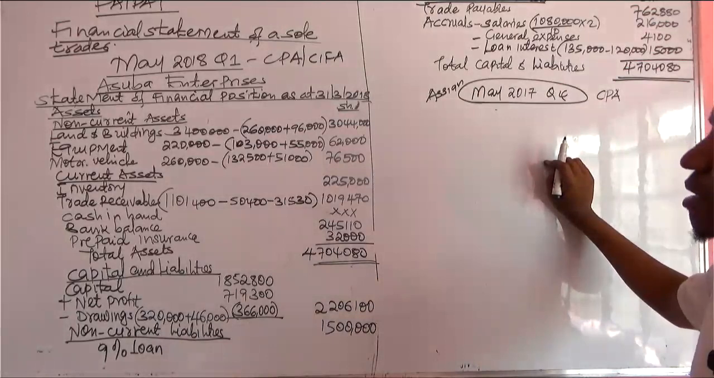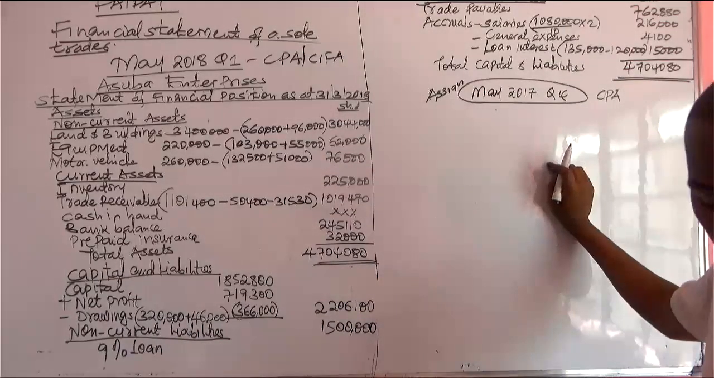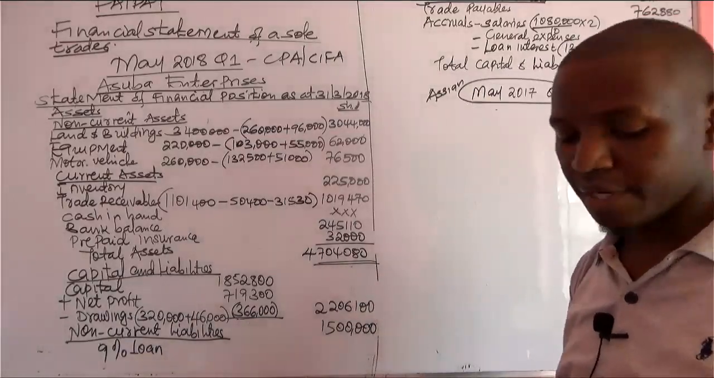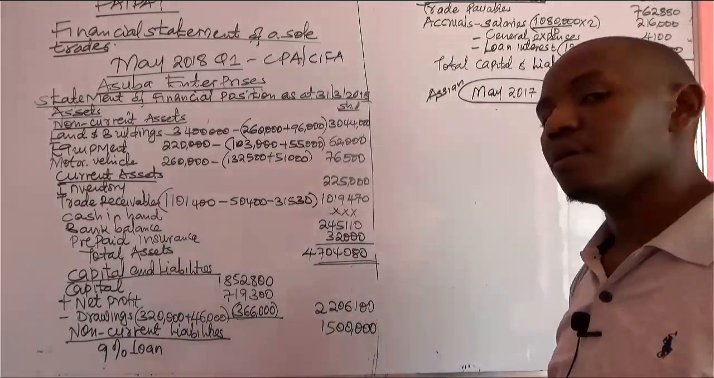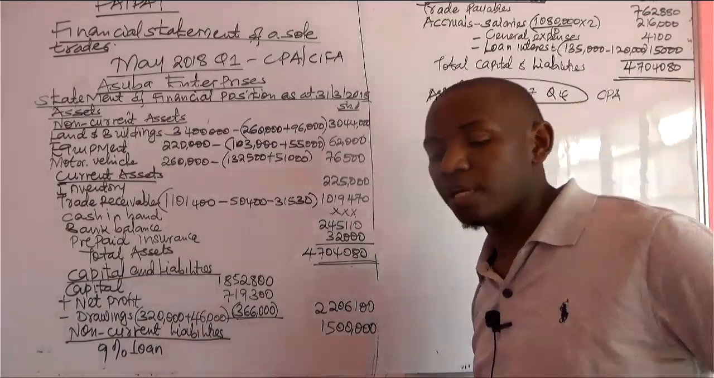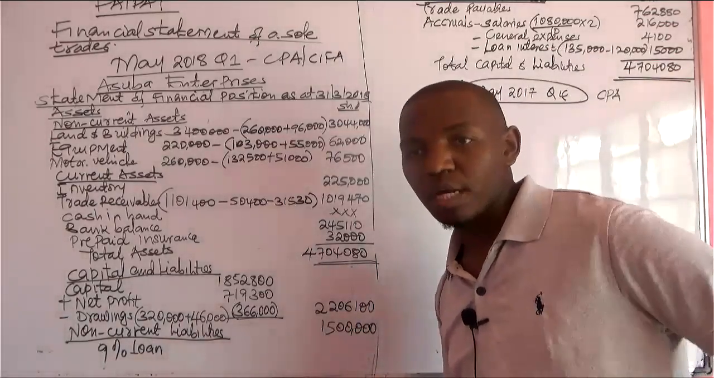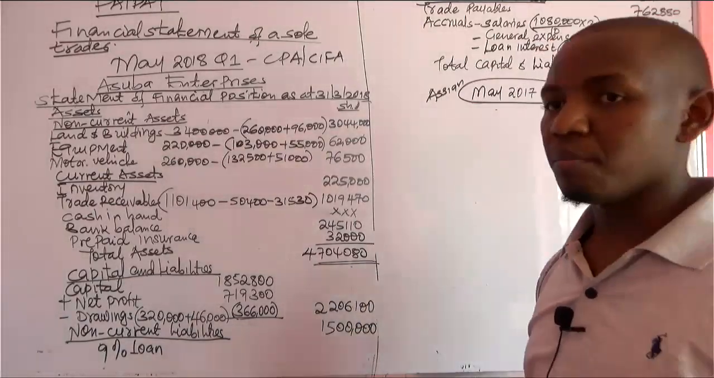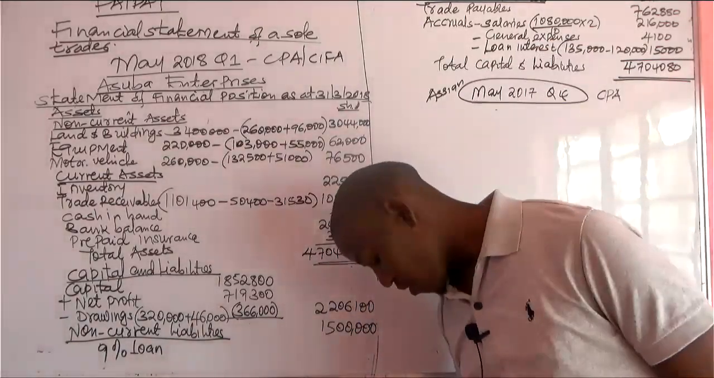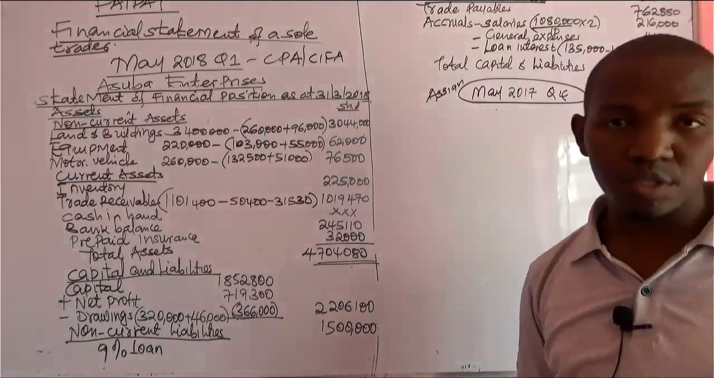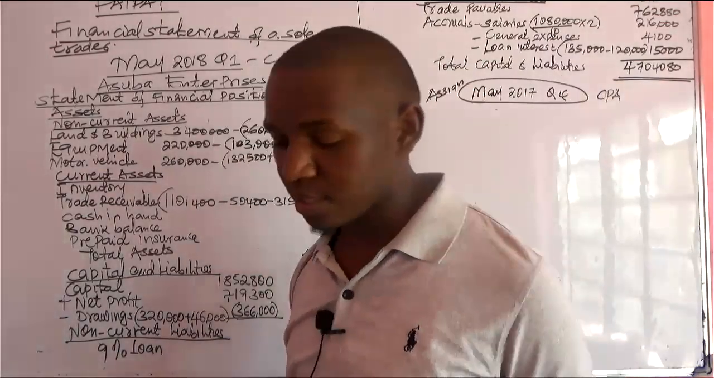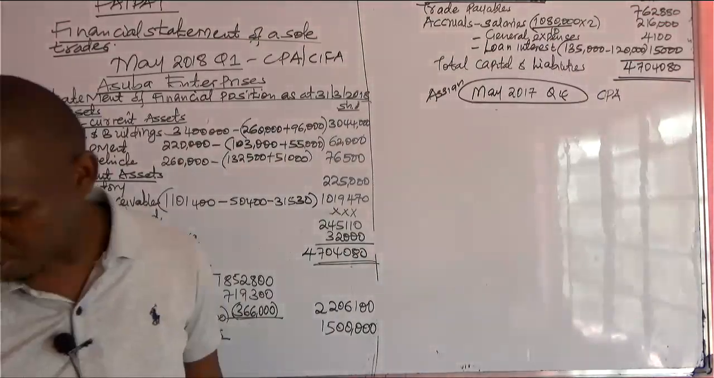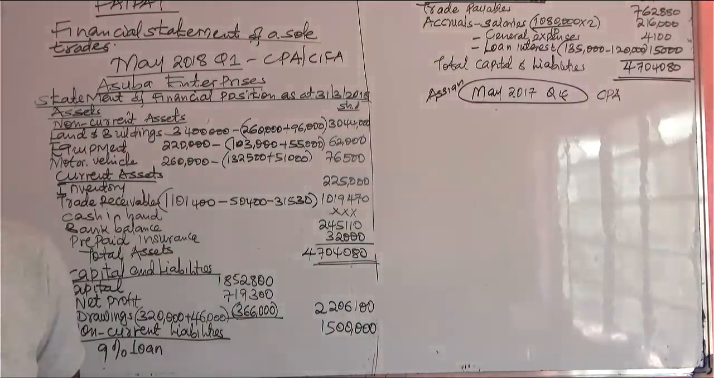When we meet in our next class, we'll do incomplete records. Incomplete records is where the sole proprietor may fail to maintain proper books of account, meaning they have not even given you the trial balance. How are we supposed to do on that? So we proceed from there in our next class, unless there is anyone who is having a question. So anyone with a question? All right, no question. Let's proceed from there.